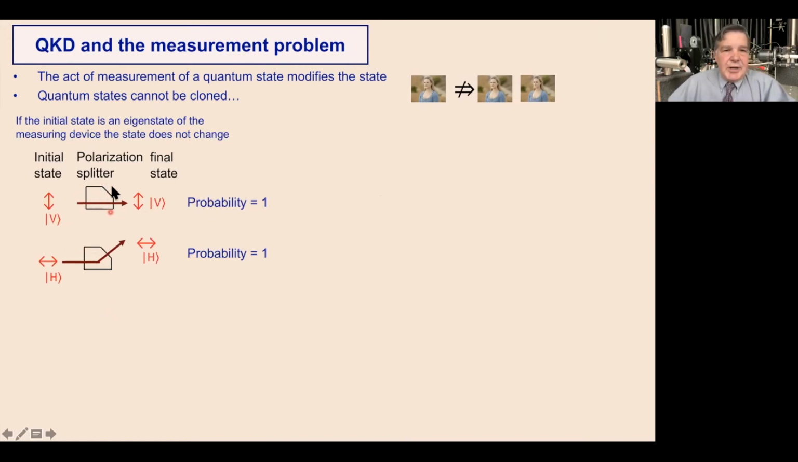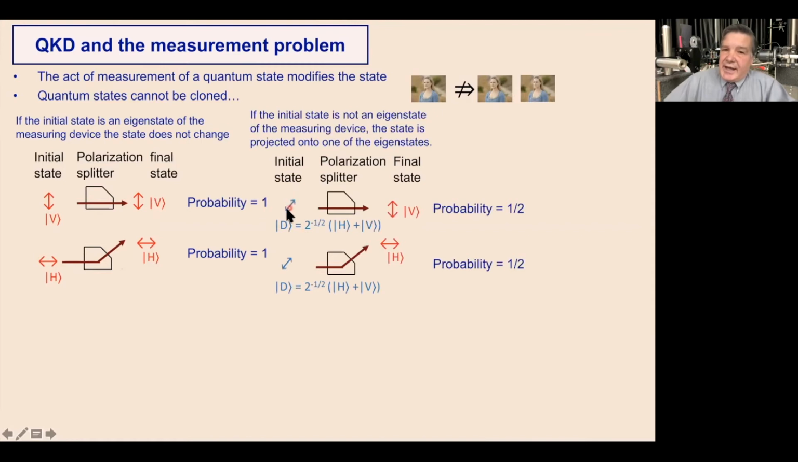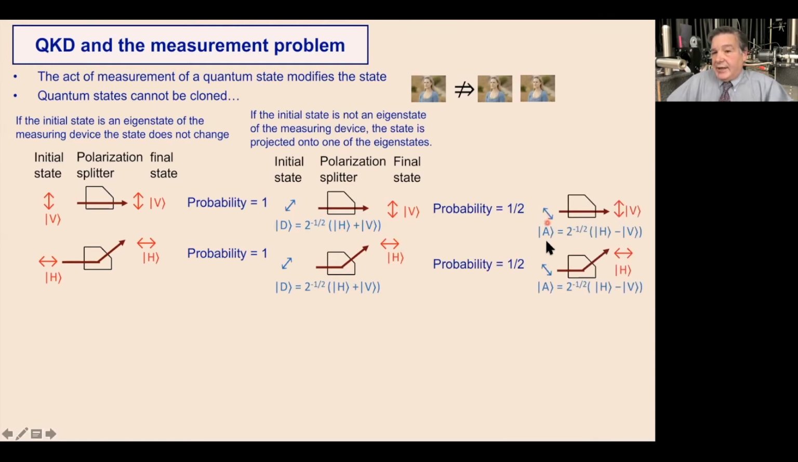So think about this. We have a polarization splitter, and if it is vertically polarized, we get vertically polarized going through the polarization splitter with probability 1. If it's horizontal, it comes out at an angle with probability 1. So here we definitely can tell which state it is by how it comes out of that polarization splitter. Now, if the initial state is diagonal, which is a superposition of horizontal and vertical, then there's a probability of 1/2 of measuring vertical and a probability of 1/2 of measuring horizontal. And the same thing happens with anti-diagonal, because anti-diagonal is with a minus sign.